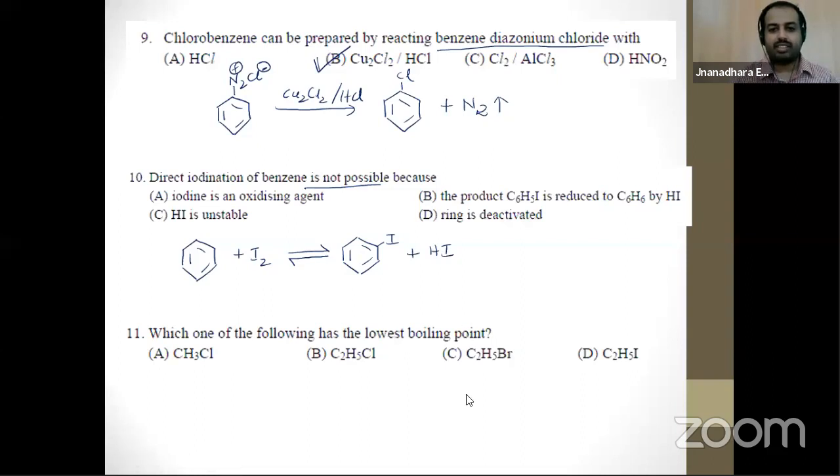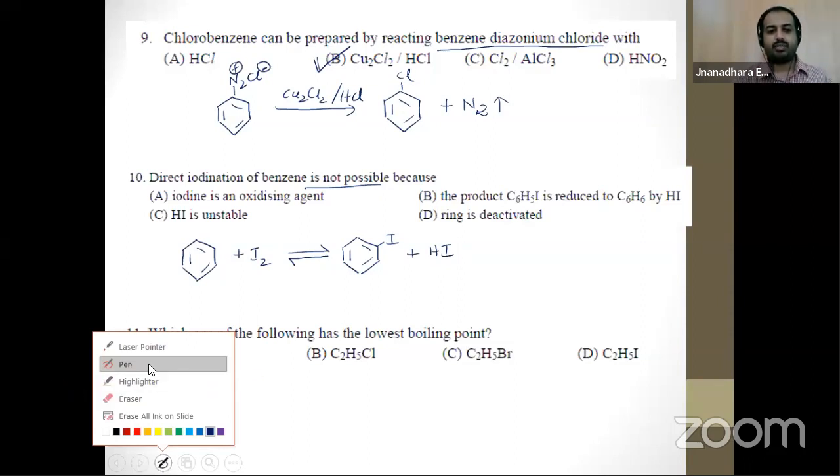Why is that the reason? Let me see what your answer is. You have suggested all options from A to D, which means the audience has no clarity. So I need to elaborate on this. Let's see why this reaction becomes reversible. Very important. Let me show that to you now.